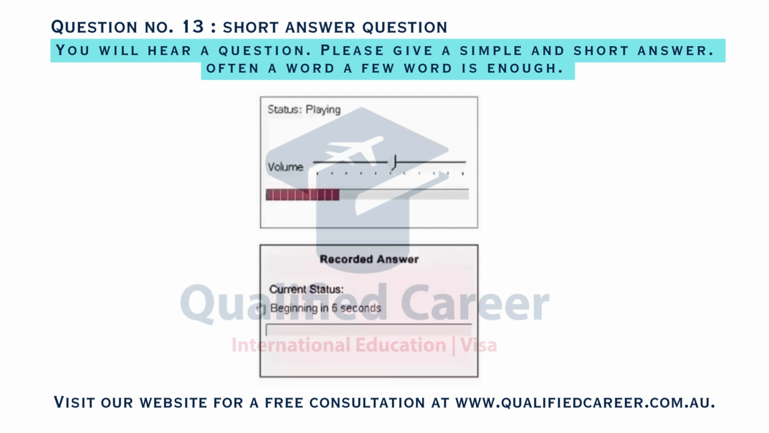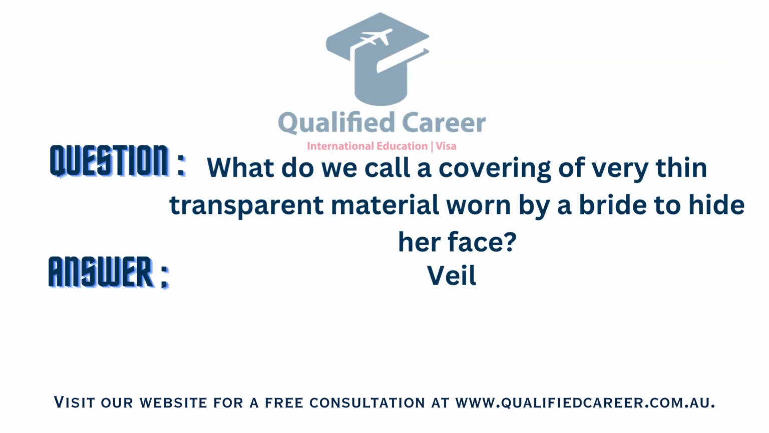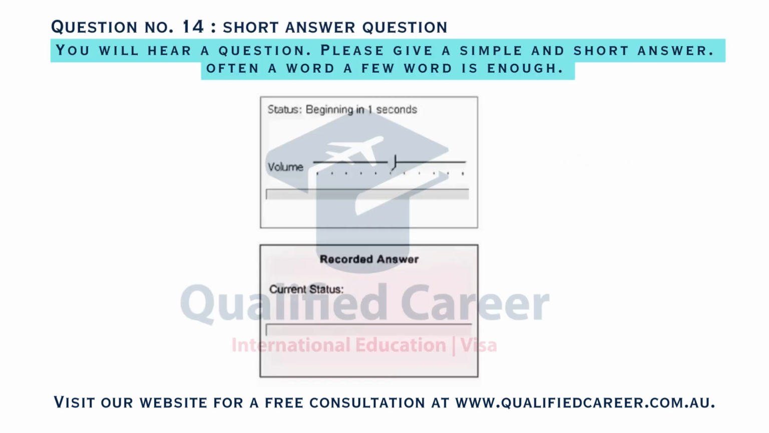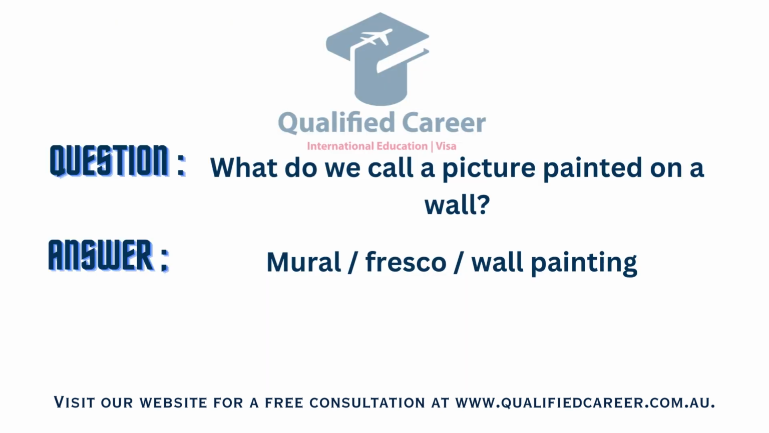What do we call a covering of very thin, transparent material worn by a bride to hide her face? Answer, veil. What do we call a picture painted on a wall? Answer, mural/fresco/wall painting.